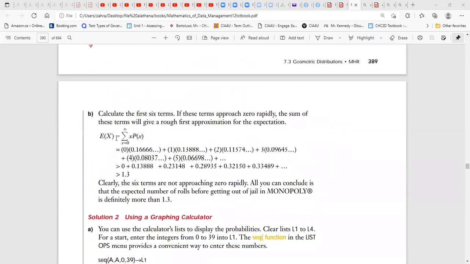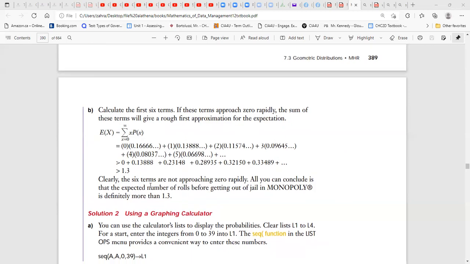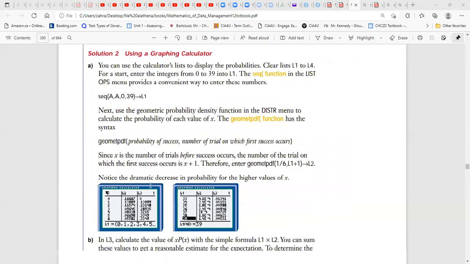So the expectation value we know is x multiplied by p(x) for each trial that we have: 0 multiplied by the probability of that, 1 multiplied by the probability of that, and so on. We add up. Of course, this continues forever, but we know that it is greater than 1.3.